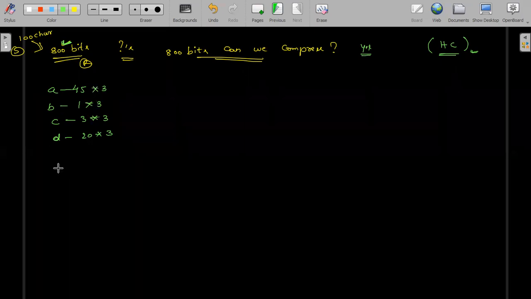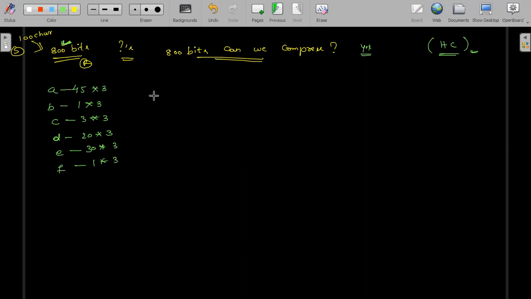Fine. Again, E. For that also, how many times is it repeating? 30. I will give 3 bits. F. How many times? 1 time. For that also, I will give 3. Now, if you do this, what happens? Can we reduce this? 300 something, we are going to get here. Yes or not?